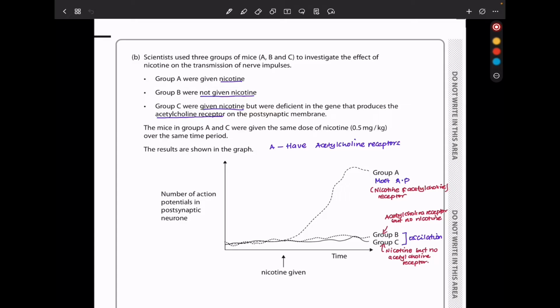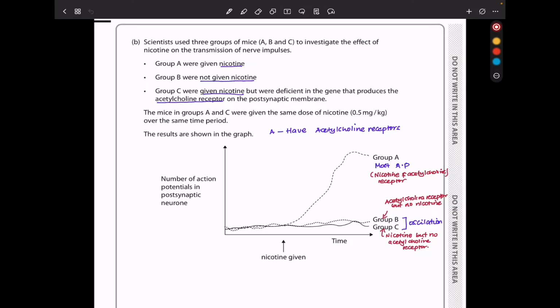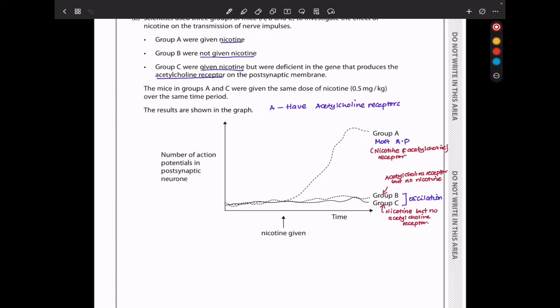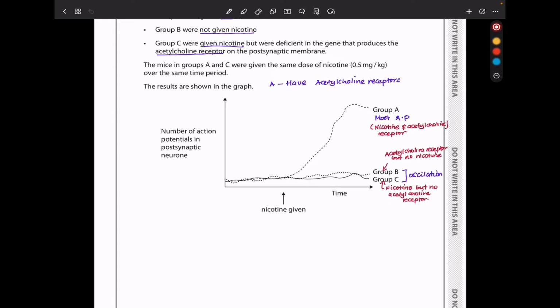Remember, nicotine binds onto those receptors, so if the genes that produce those receptors are missing, it means the receptors will not be there. So in group C, even if nicotine is there, there will be no sensitivity because nicotine has nothing to bind onto. So they said the mice in group A and C were given the same dose of nicotine over the same time period. The results are shown in the graph.